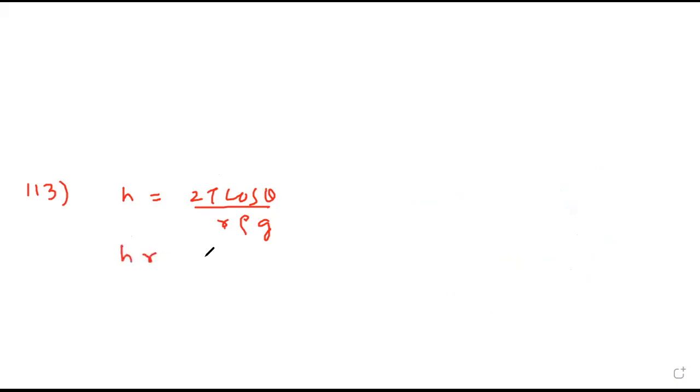So from this you can write hR is 2T cos theta upon rho g. For the same material, this product has to remain constant. So the statement that the product always remains constant is correct, because when height increases, radius increases. Finally, the radius becomes maximum, that means it becomes a flattened surface. There does not exist excess pressure. A is correct.